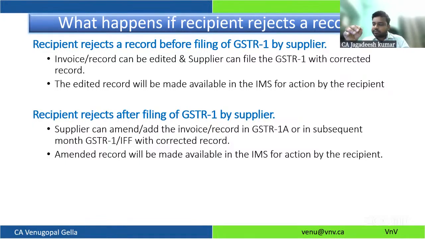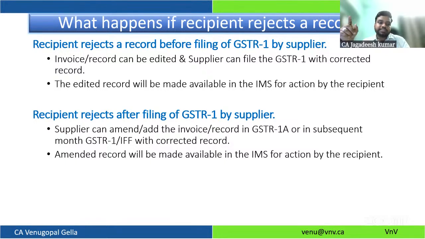on the 7th, let's say on the 7th of this December, I have rejected it. What action can my supplier take? He can see the action I have taken on my invoice in his dashboard. The invoice I have acted on will be shown as rejected. After seeing this, he will upload the correct record in his GSTR 1 at the time of filing. So the edited record will be made available in the IMS for action by the recipient. So after filing the GSTR 1, again he can take the action on that record.